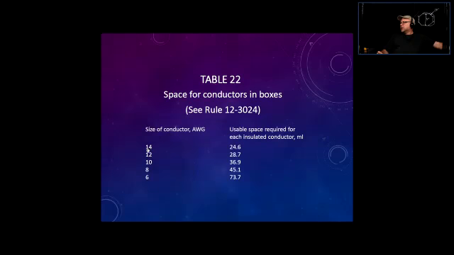So gauge 14 takes about 24 milliliters as it is in the box. Now the length is not specified here. Now 12, 28 milliliters, and so on. So you can notice that as the numbers go down, the thickness goes up as far as gauge is concerned. So of course the volume of that object, because the conductor will be an object, goes up.